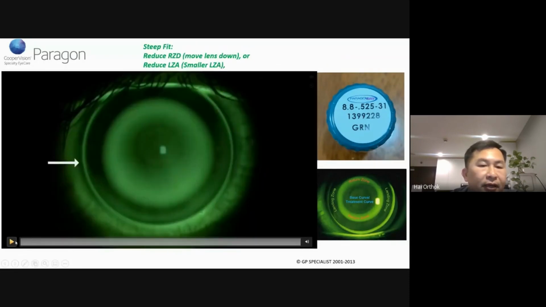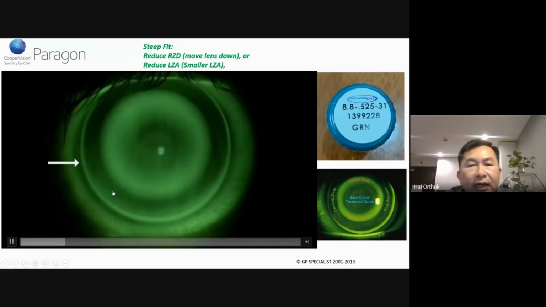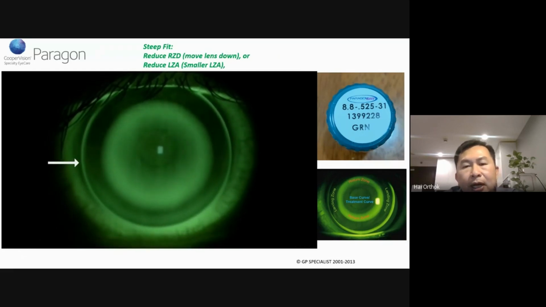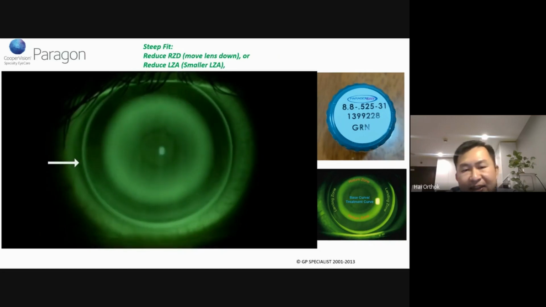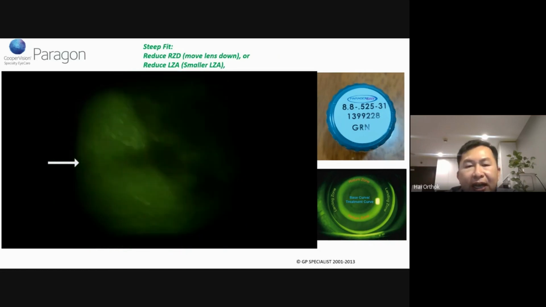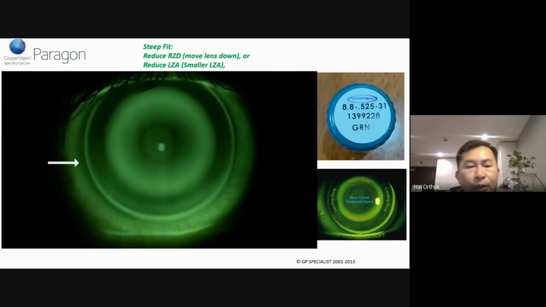And here's another video showing you a lens with a steep fit. With a steep fit in the IC lens, we flatten the lens, so we reduce the alignment curve by half a diopter. With Paragon CRT, it's the same thing, but we reduce the return zone depth by half a diopter, which means we move from 525 down to 500 micrometers. So it's very much the same as the IC lens.